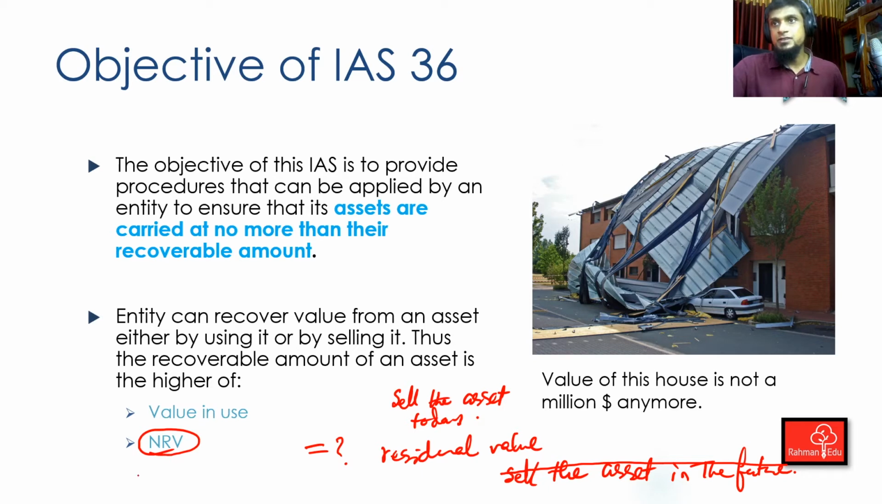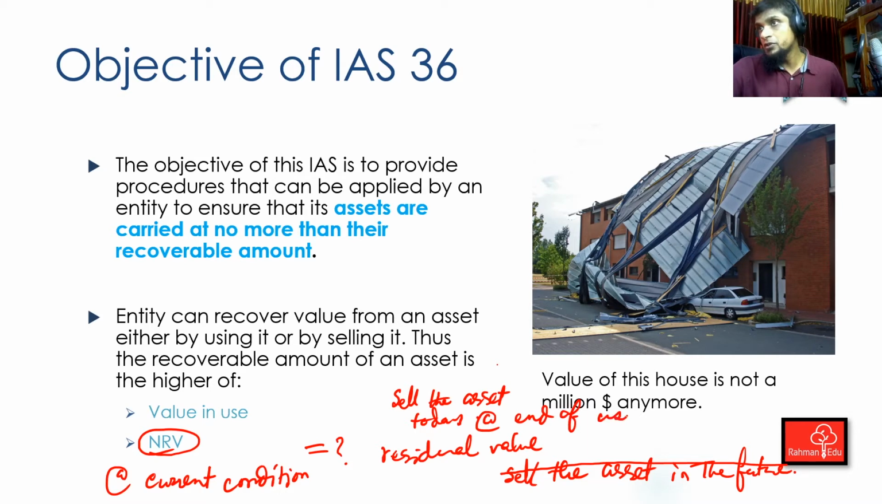So what's the difference? Sell it at current condition, then how much you can get, that is the normal NRV, and this is a different NRV if you sell it at end of useful life condition. Condition needs to be different. End of useful life condition. That's the difference between residual value and this kind of NRV, normal NRV, guys.